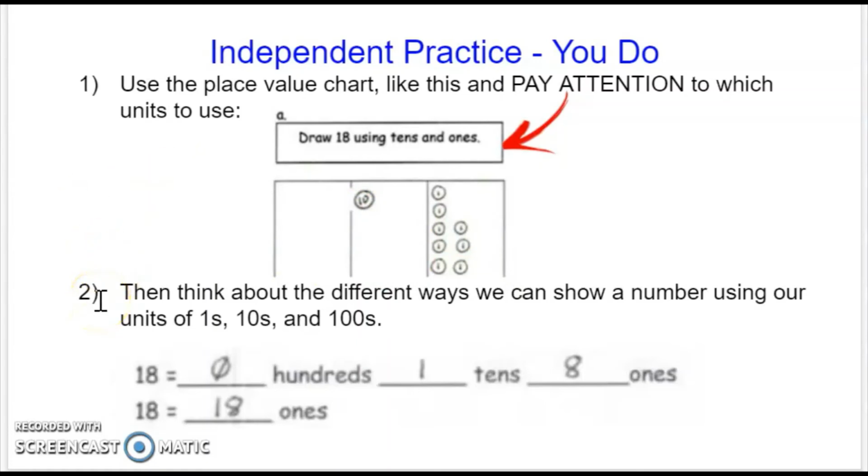Number 2, then I want you to think about the different ways we can show a number using our units of 1s, 10s, and 100s. Again, I did the first example for you. So the one way to show 18 is 0 hundreds, 1 ten, and 8 ones. Another way to show 18 is just 18 ones. So make sure you are reading closely, paying attention to the instructions, paying attention to what is being given to you. Good luck, my friends.